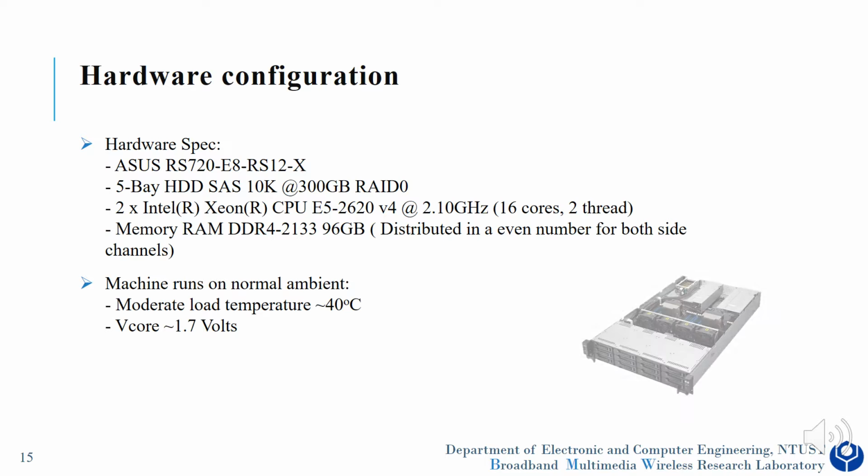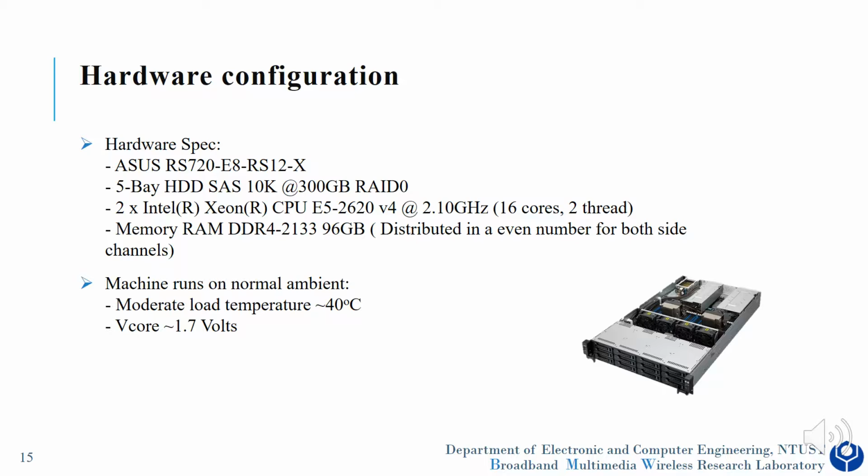Moving into the implementation. For hardware configuration, we use the ASUS RS720 RS12X that has 5-bay HDD SAS mode, 10K RPM, each of them has 300 GB, and we use the RAID 0 configuration to achieve the highest storage capacity. Inside has two Intel processors with 16 cores each, with a total of 32 CPUs. We also install 96 GB memory that is distributed evenly.